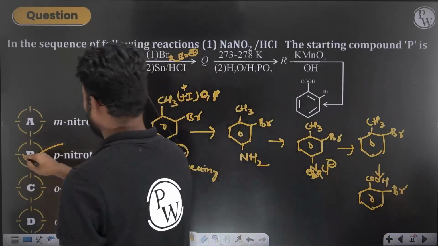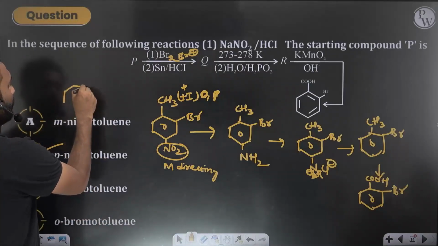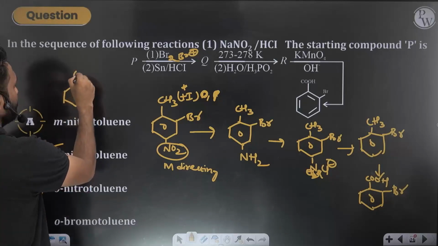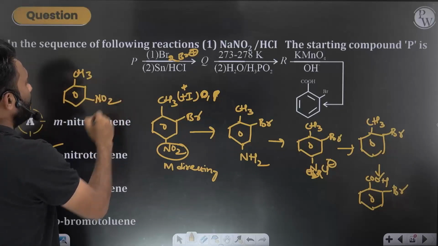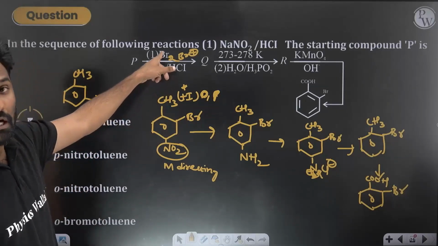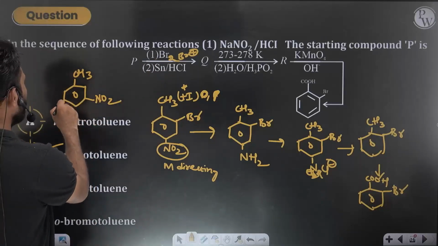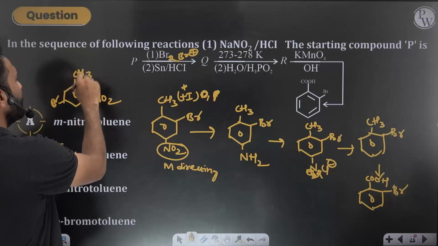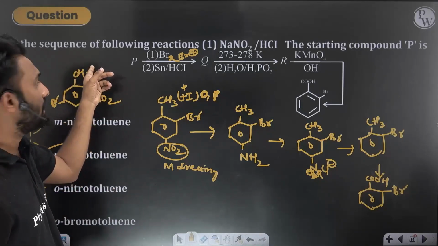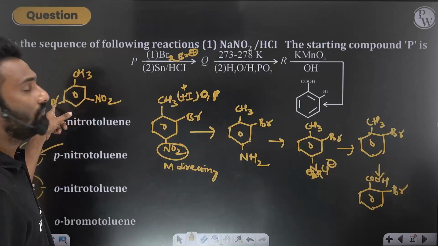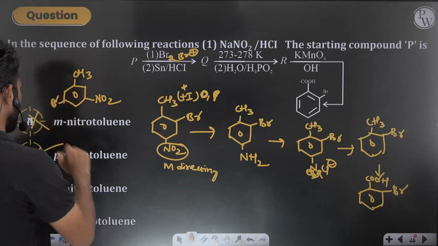So that's the reason for p-nitrotoluene. Now if we take m-nitrotoluene, this is CH3, this is m-nitrotoluene. The Br2 will attack at which position? Br will attack here. But when it comes to the CH3, CH3 is an ortho para directing group, and for this CH3 it is the meta position. Therefore A is wrong.